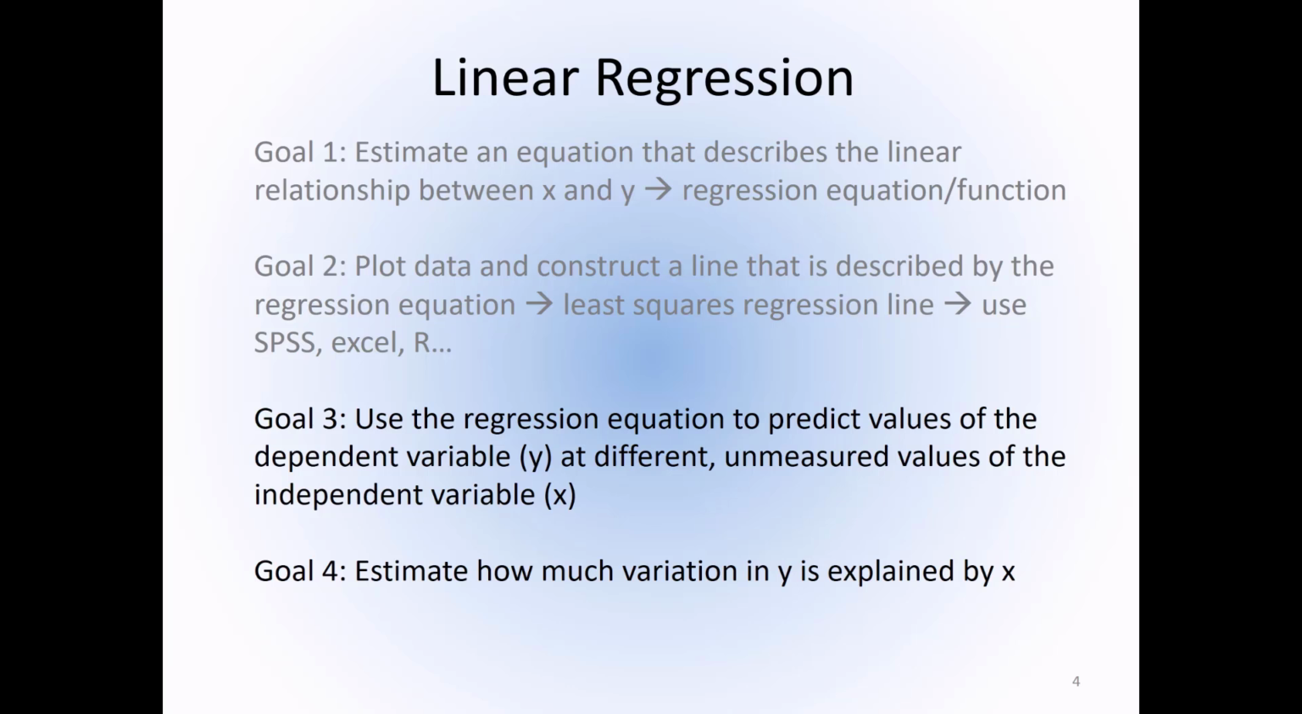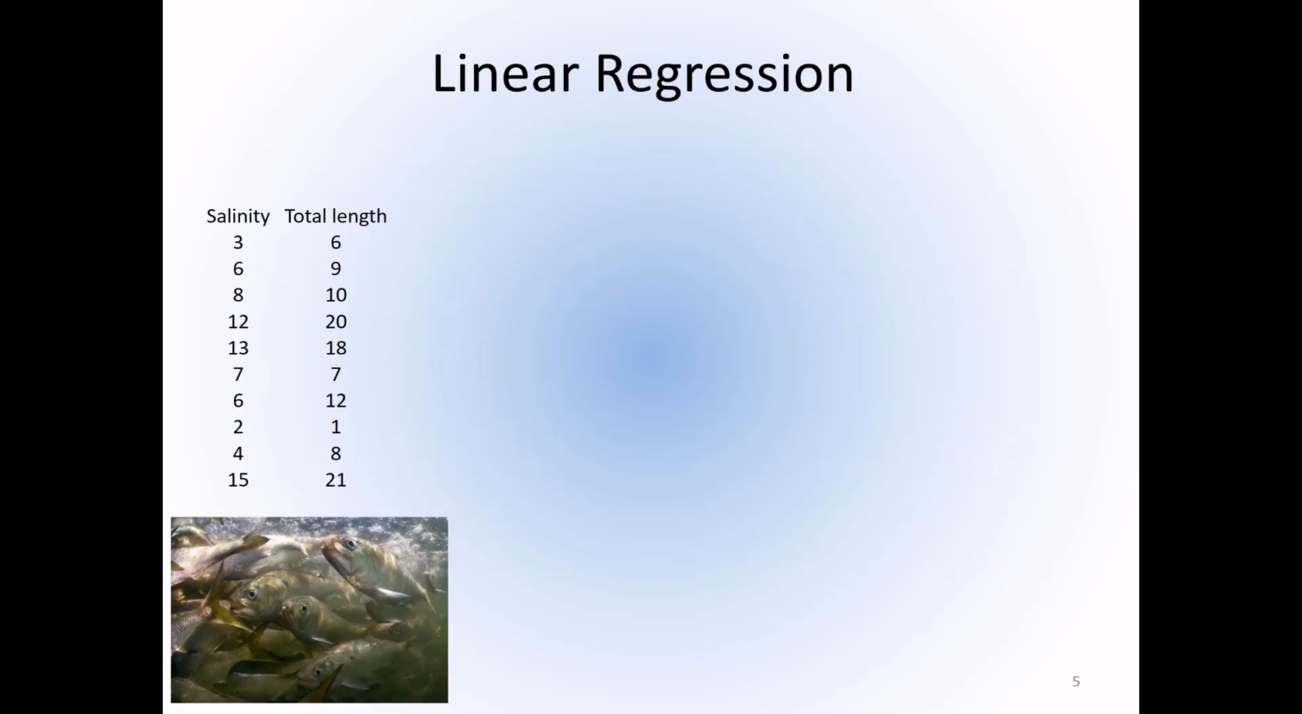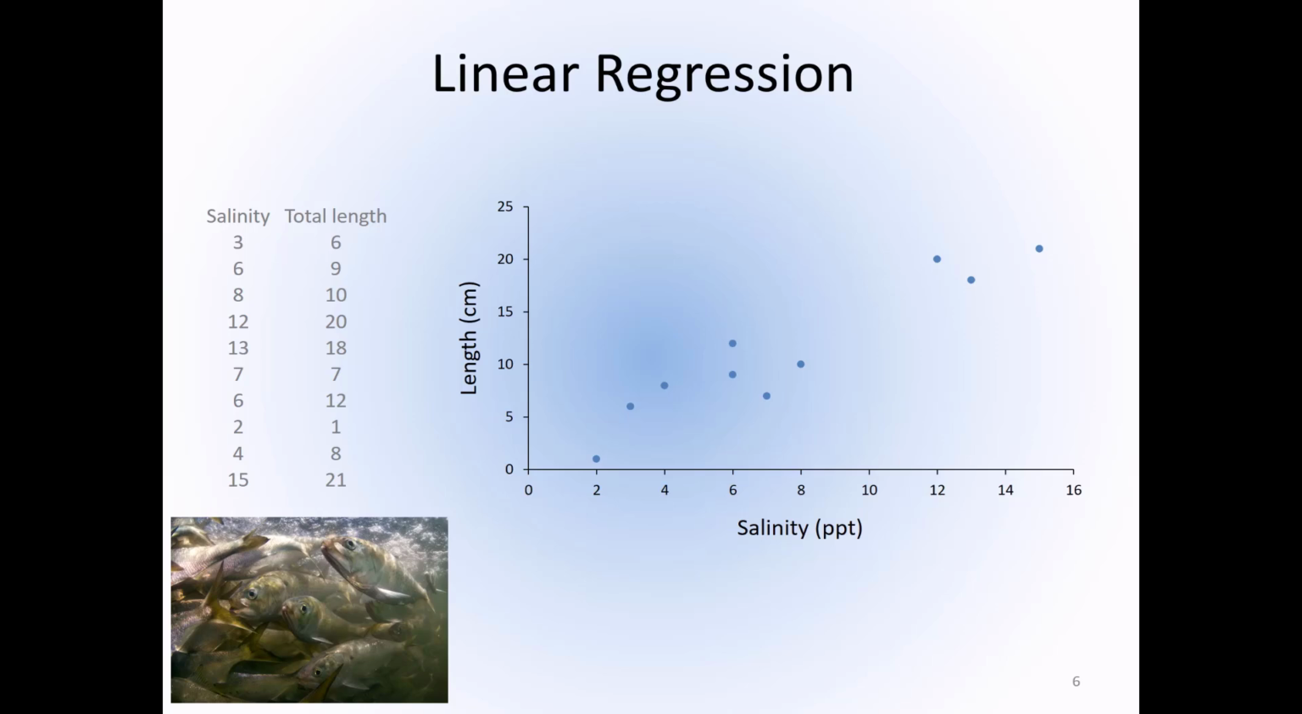These goals are to make predictions using our regression model, and also to estimate how much variation y is explained by x. If we go back to our data set from the last video, say that we're looking at salinity versus total length of Gulf Menhaden or Atlantic Menhaden. We have our data, we can plot our data, we can plot a best fit line, and we can calculate the slope and the y-intercept. So we have the equation of our best fit line.